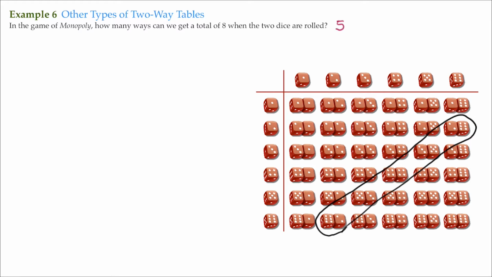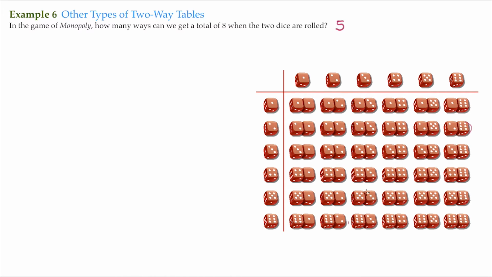Except let me point out a couple of things here. This right here, 6 and a 2, that's different than this up here. It's a different outcome. This is 2 and 6. Rolling a 6 and then rolling a 2 is different than rolling a 2 and then rolling a 6. Even though you may be throwing the dice at the same time, nonetheless, they can be counted as two different outcomes.